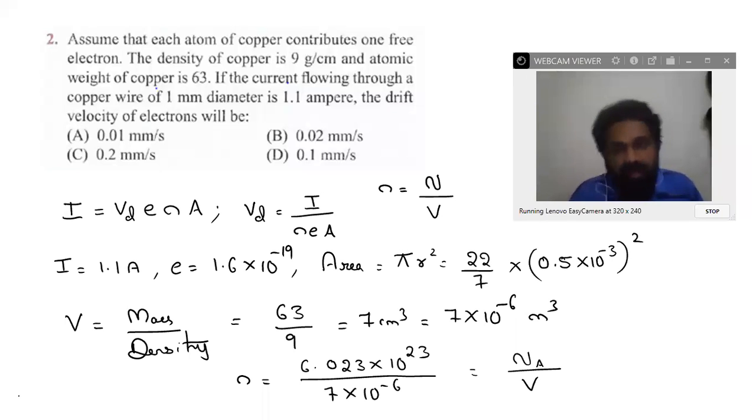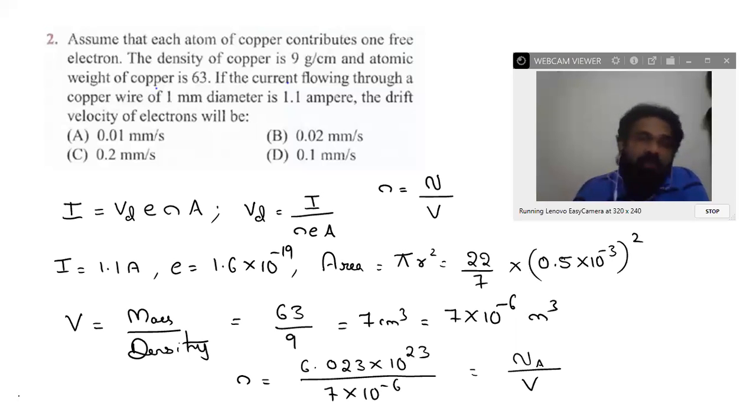What is n? n is nothing but number density, that is the number of charges per unit volume. If you know the number of atoms and volume, we will get the number of electrons because one atom contributes one electron. Correct? So small n is equal to capital N by V. Now volume is not given. What is volume? Volume is mass by density.